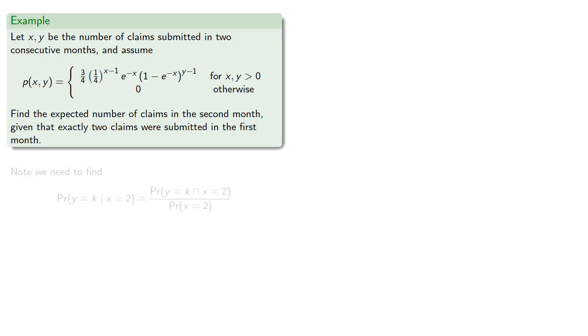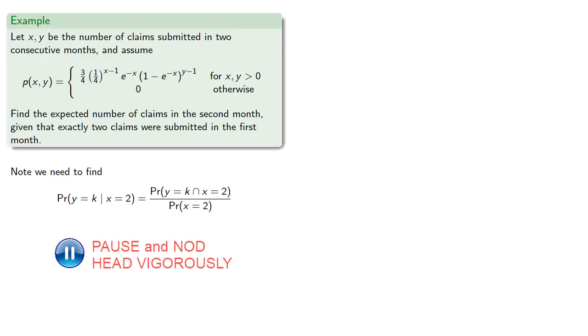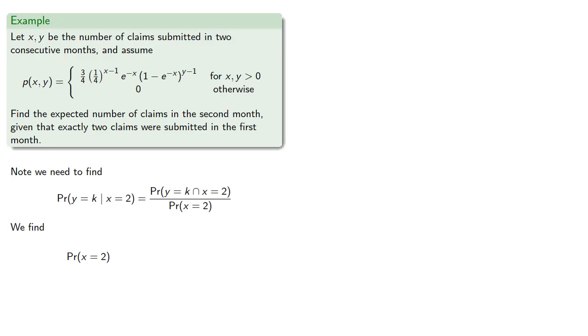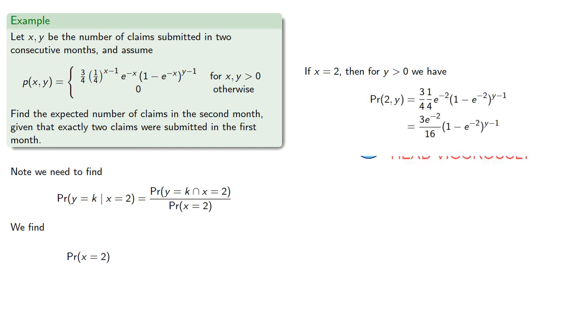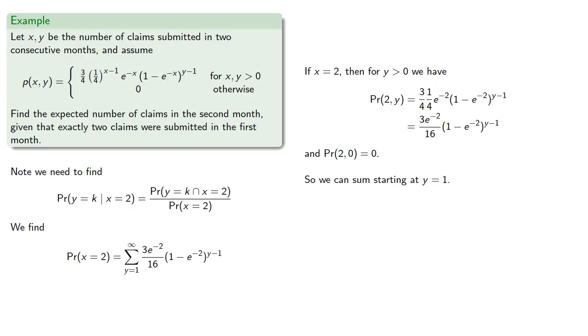So we need to find the probability that we have some number of claims in the second month given that X equals 2. So we need to find the probability X equals 2. If X is 2, then for any Y greater than 0, we have the probability that X is 2 and Y is whatever it is. And note that the probability that X is 2 and Y is 0 is just 0. So while we should compute our sum over all possible Y values, we can start our sum at Y equals 1.